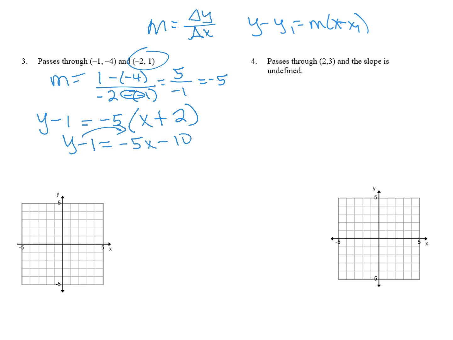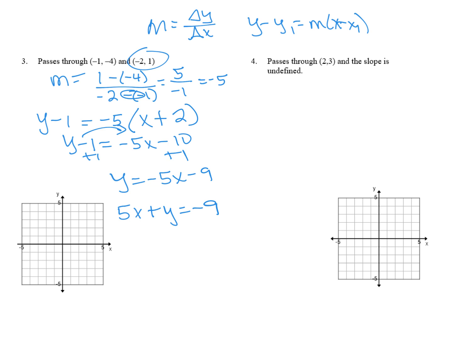And then I can move the 1 over. Y equals negative 5x minus 9. That's slope intercept form. Or I can move the negative 5x to the left and have 5x plus y equals negative 9, and that would be my standard form. And then one more example of this.